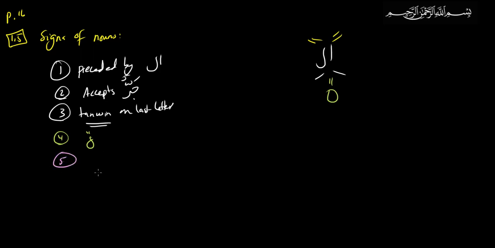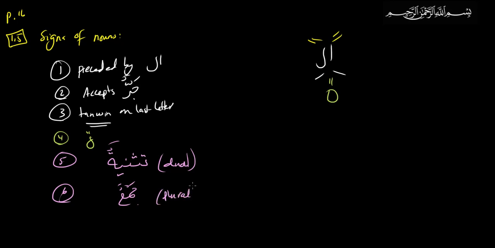Number five is it has dual. It's tasniya, tasniyatun. It is a word that's dual. Number six is jam'a, so it's plural, three or more. Since we can't draw eyes, we just go like this. It's plural or jam'a. Okay.